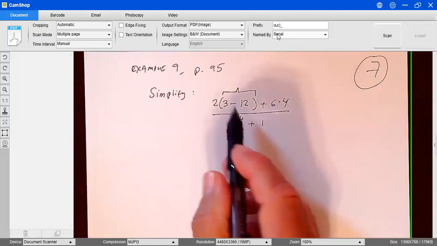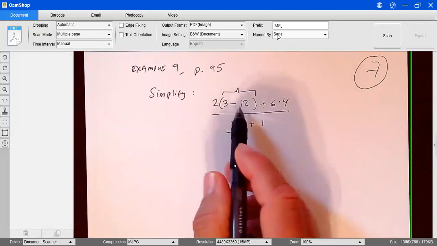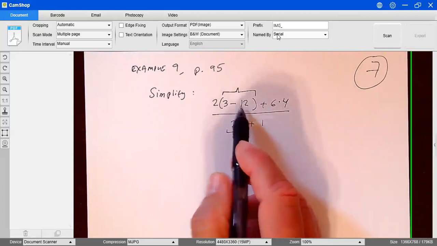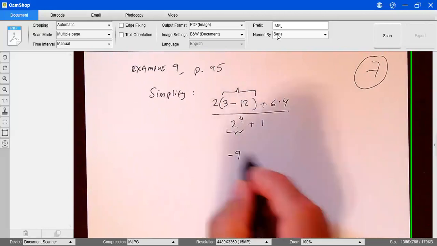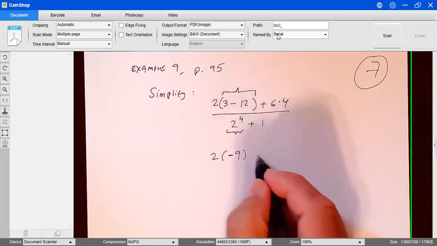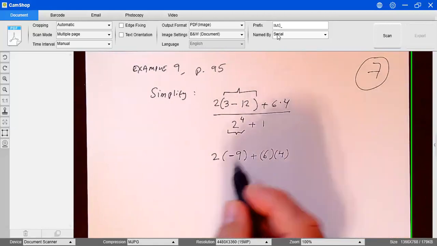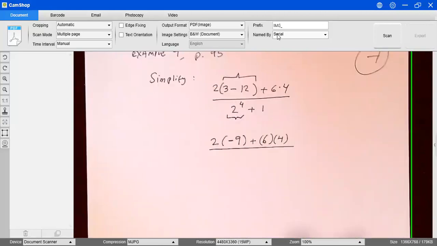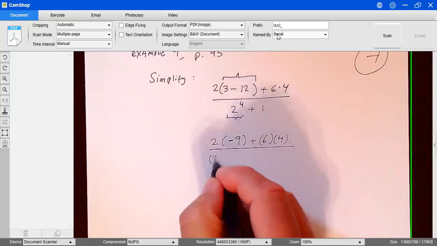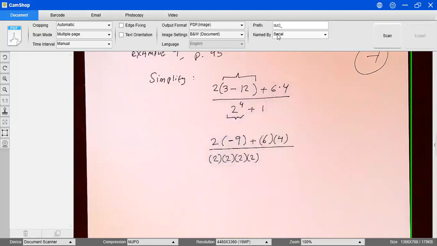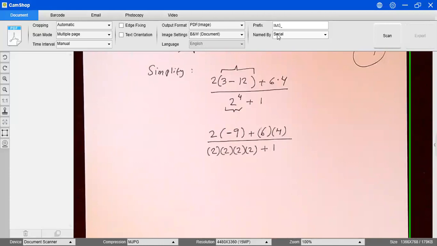So let's simplify that. 3 minus 12, this is the addition of two numbers with different signs. So you're going to do 12 minus 3 is going to be 9, and you're going to keep the sign of the number with the greatest absolute value. So the number is negative. So then you have 2, and then you have 6 times 4. I don't like the dot notation. Okay, that's the numerator. The denominator, you have 2 to the 4, so the base is 2, and the exponent indicates that we have to multiply 2 by itself 4 times, and then plus 1.